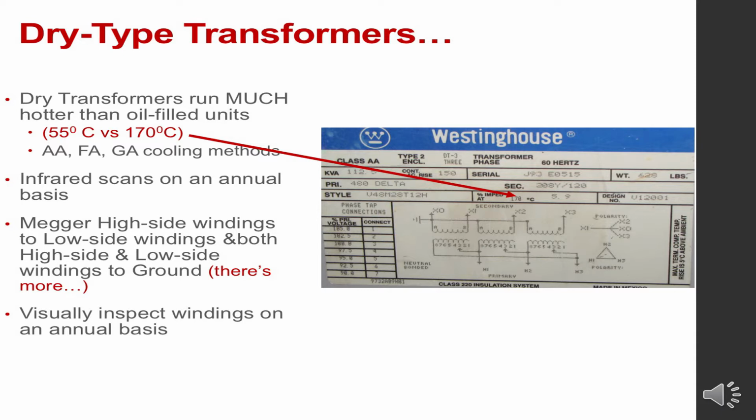Also, the type of transformer, the AA or FA or GA methods. AA means that it's a vented transformer. Its cooling media is just the ambient air in the area. There's no fans or anything on it. It just cools naturally through normal convective cooling. An FA transformer includes forced air, meaning that there are fans on the unit.